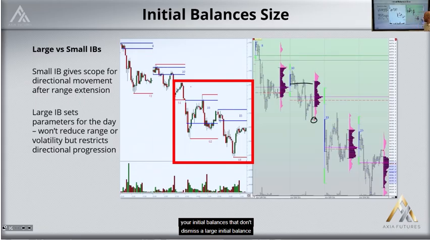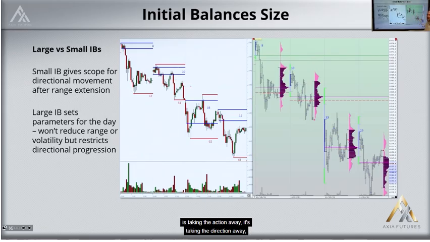So this is what's important about your initial balances. Don't dismiss a large initial balance as taking the action away, it's taking the direction away that's important to take on.